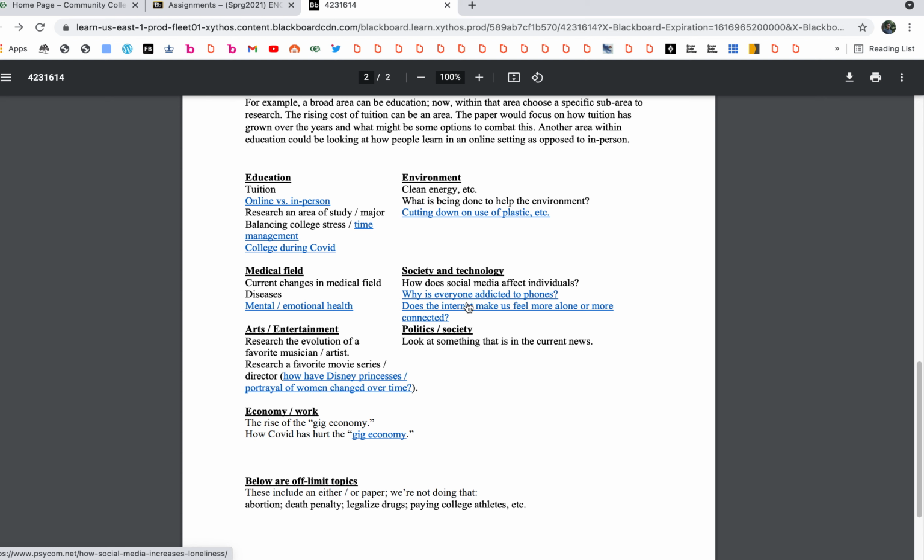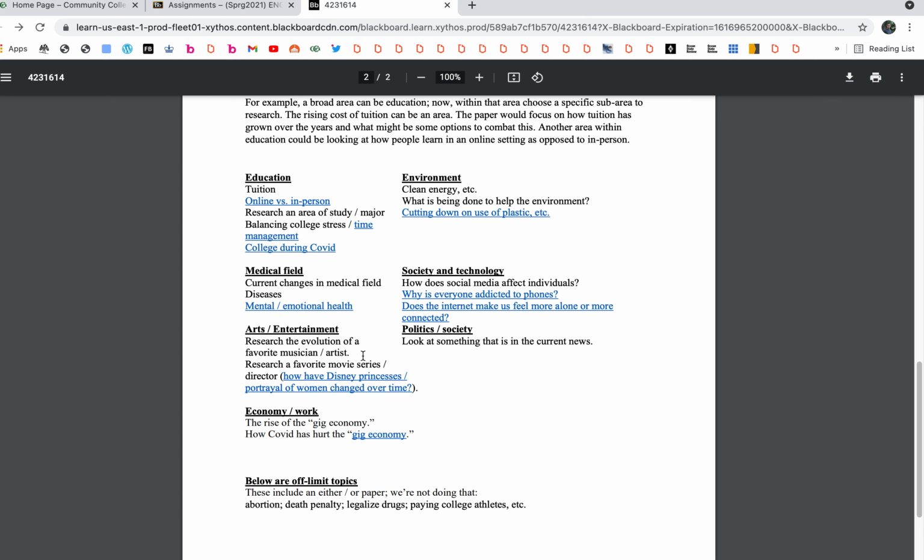Arts, entertainment. This would probably be where I would go. Research the evolution of a favorite musician or an artist. You can look at a favorite rapper, musician, singer, and look at their career arc. Trace their career arc. How have they changed? What have they done? If you like a singer and they've gone through different changes, you could look at that in your paper. That's research, right? You're researching the artist's development.